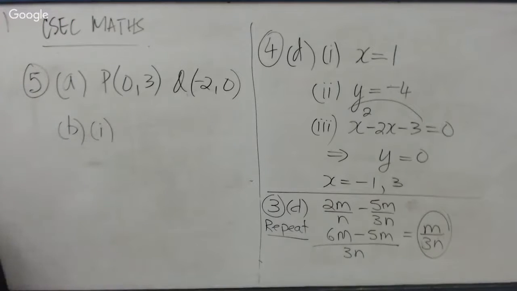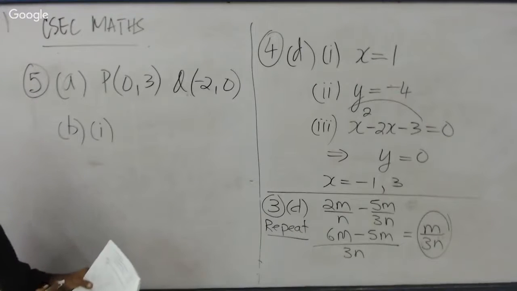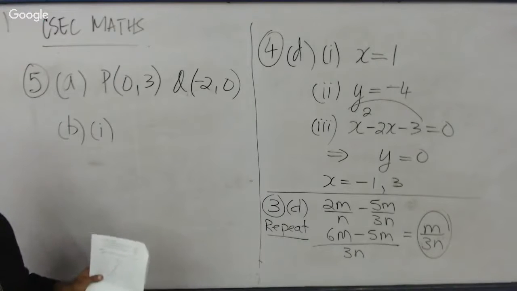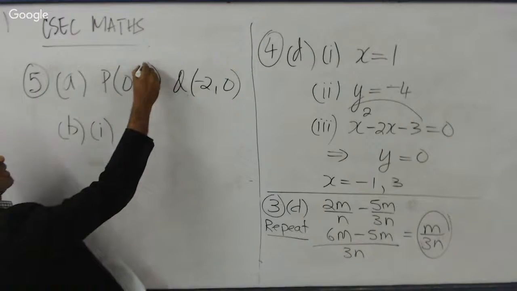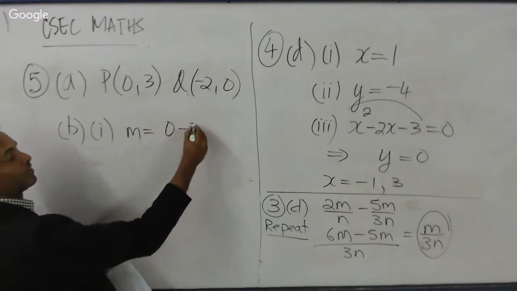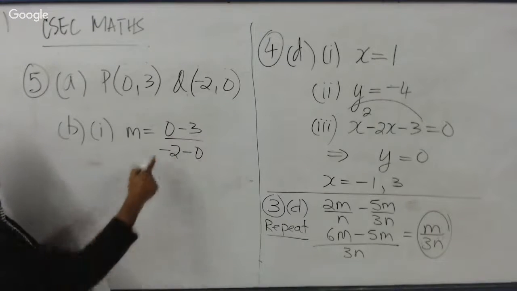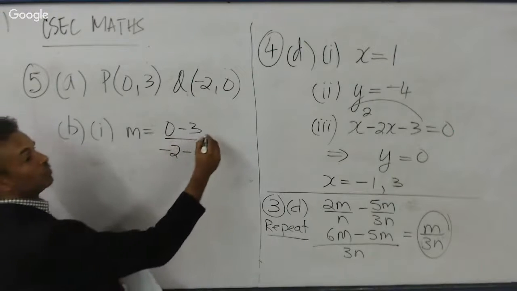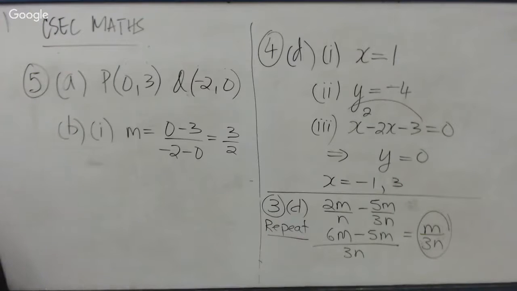B. What is the gradient of the line segment PQ? We can use the formula y2 minus y1 over x2 minus x1, or some of us know that you can use rise over run in getting from Q to P. Using x1, y1, x2, y2, the gradient is 0 minus 3 over -2 minus 0. That becomes -3 over -2, so the gradient is 3 over 2. That's the answer. Right?